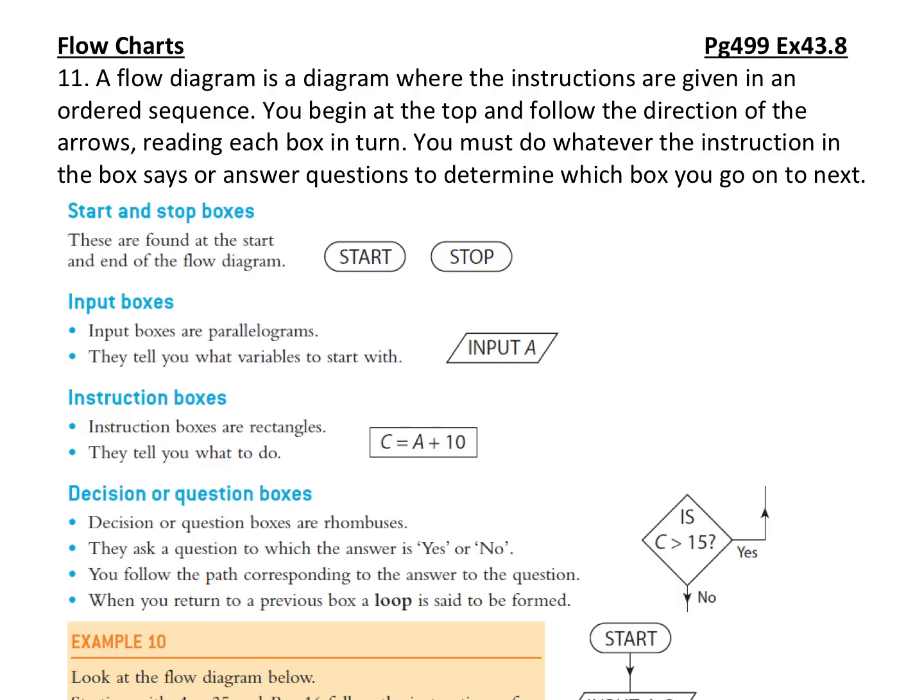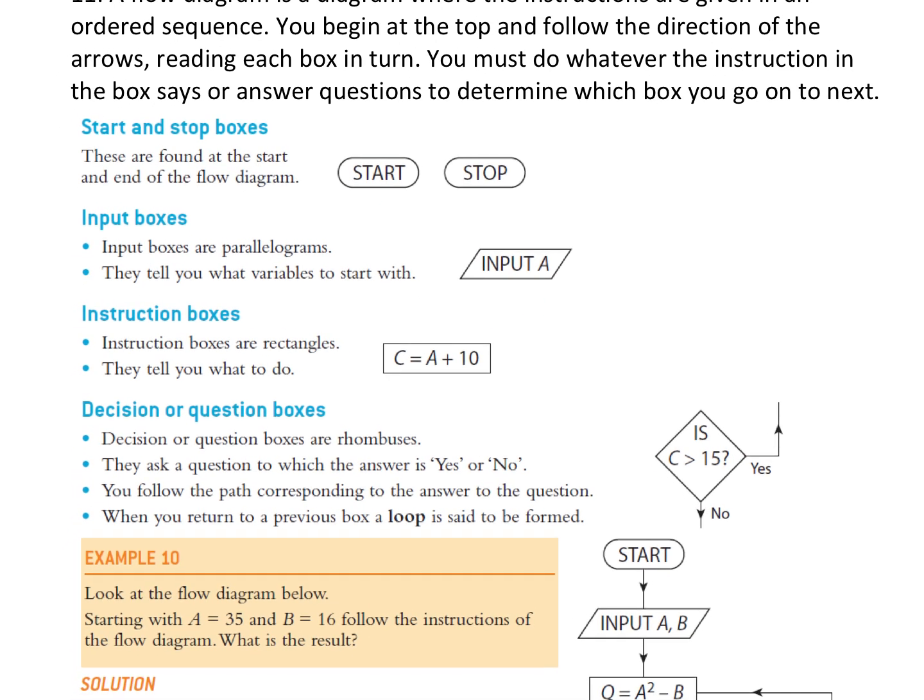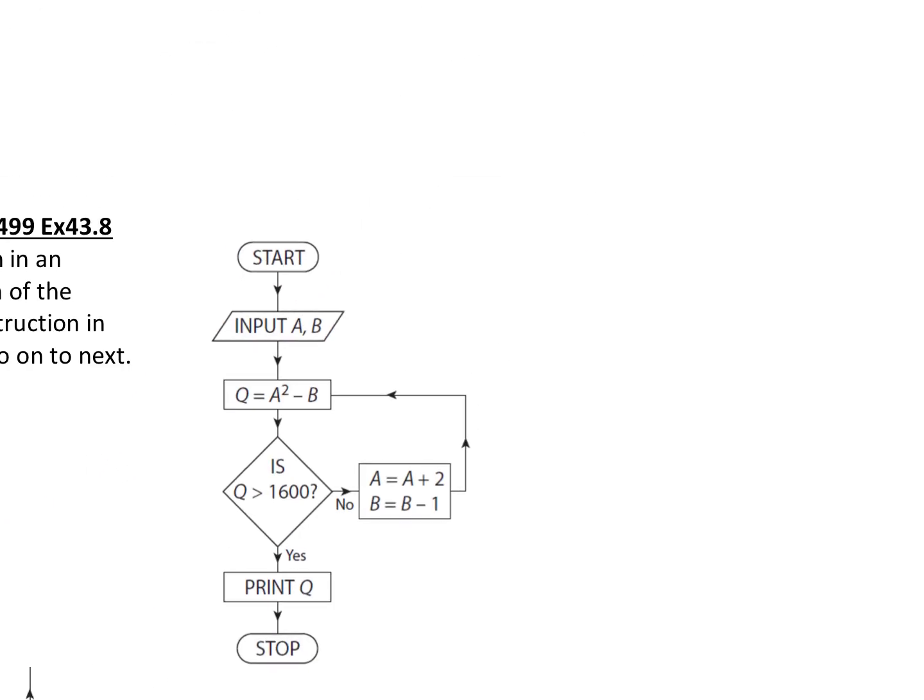It's all logic. So we've got an example here, and it says look at the flow diagram. The flow diagram's over here, and it says start with A is 35 and B is 16. Follow the instructions of the flow diagram. What is the result? So what you would do is input A is 35 and B is 16. It would ask you for A, you would say it's 35, it would ask you for B, and you would say it's 16.